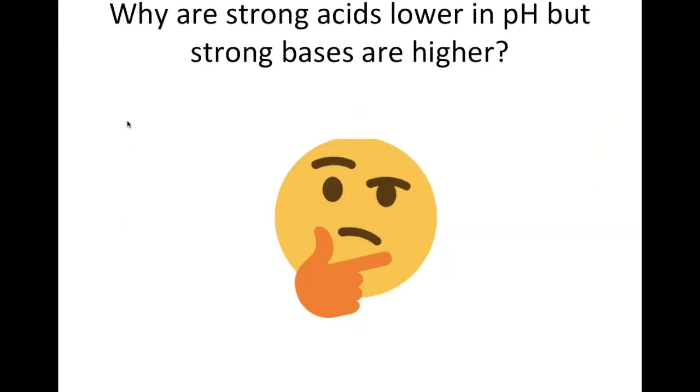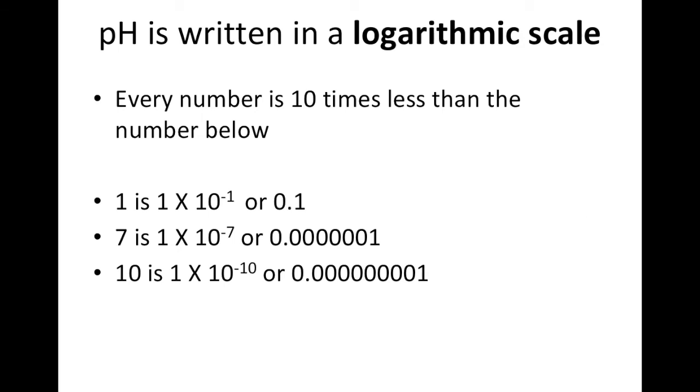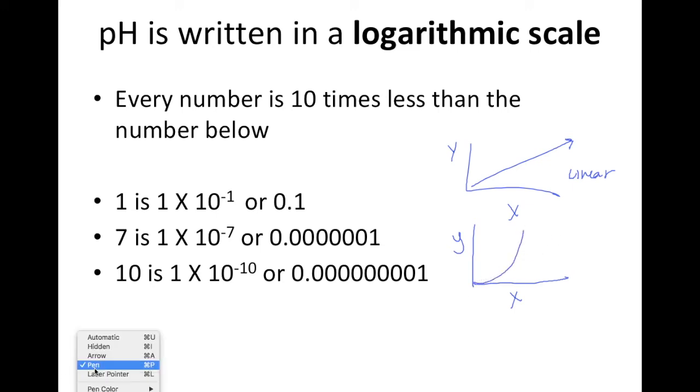Now, you might be wondering, why are strong acids lower in their pH number than strong bases? So it's a little bit of an inverse. And let's talk about how the pH scale is organized. So we are used to linear scales where basically as you increase one side, the other side is also going to increase at the same rate. So this is what we call a linear scale. However, a logarithmic scale is the opposite. It's kind of similar to an exponential where it goes like this, and then the logarithmic scale is basically just taking that exponential and flipping it.